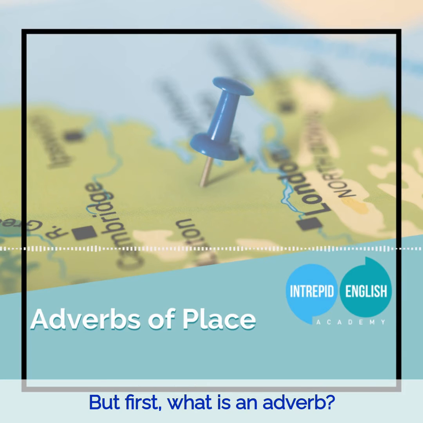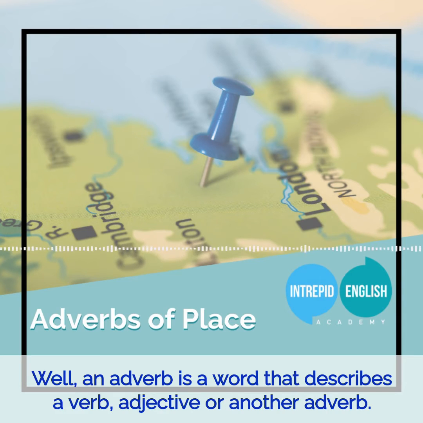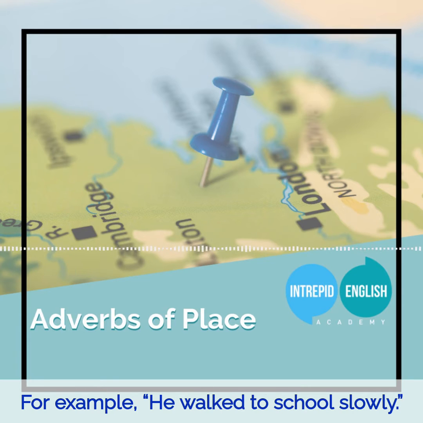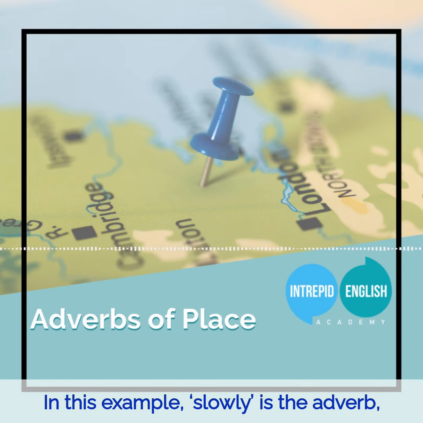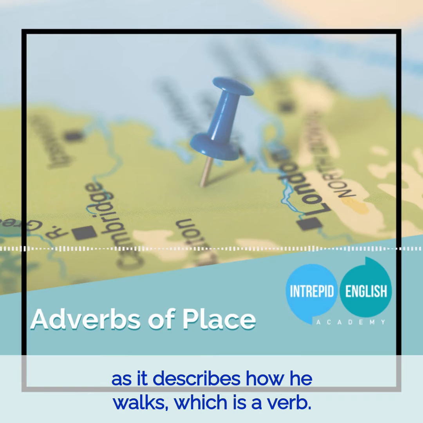Teachers here at Intrepid English, and today I want to talk about adverbs of place. But first, what is an adverb? Well, an adverb is a word that describes a verb, adjective, or another adverb. For example, he walked to school slowly. In this example, slowly is the adverb, as it describes how he walks, which is a verb.